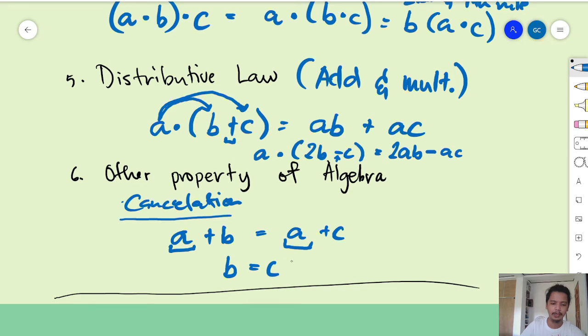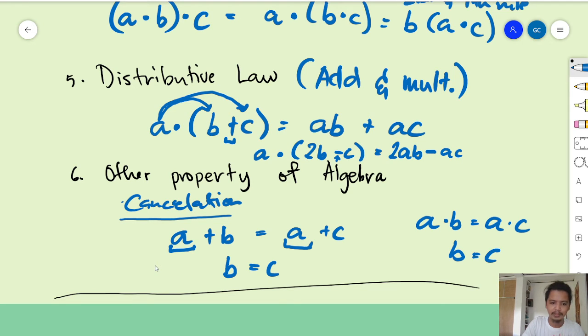Same with say multiplication. So we have there A times B is equal to, let's say, A times C. Since parehas ulit sila, parehas sila ng sign, walang negative at kung ano man, pwede mong i-cancel yan and you will be left with B is equal to C. So that is the other property of algebra, which is cancellation. It both works for addition and multiplication. Okay?